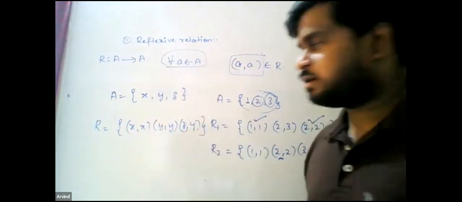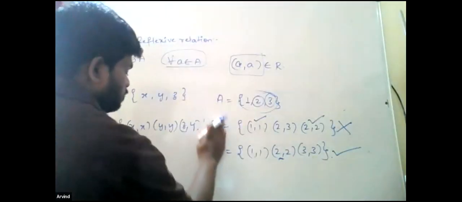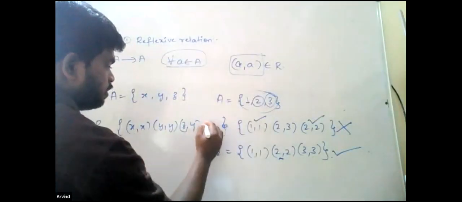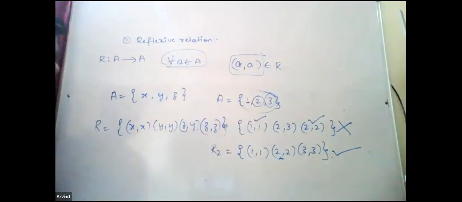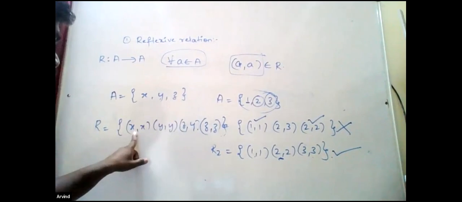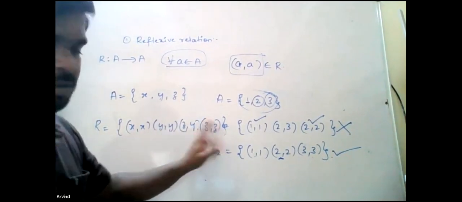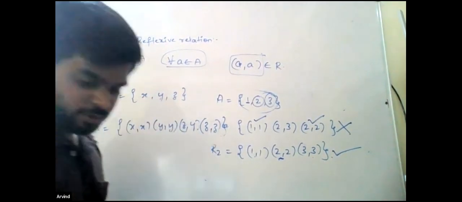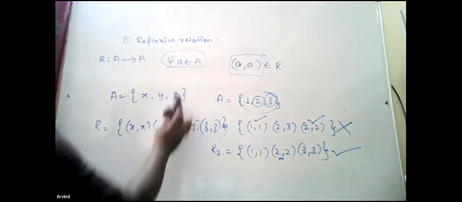If I include (z,z) along with it, is it a reflexive relation? Yes, it is reflexive, because for all elements you have (x,x), (y,y), (z,z). Therefore this is a reflexive relation. Okay, I hope you understood.